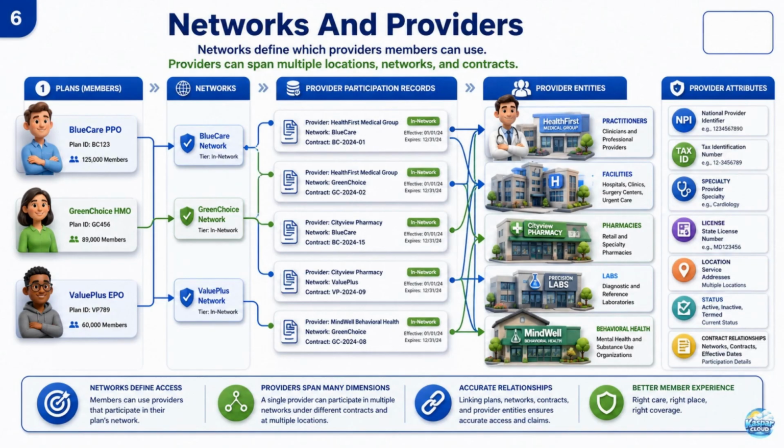Network data is another critical part of the payer model. A network defines which providers are available to members under a plan and under what conditions. The network table connects to provider network participation records. The provider domain should include individual practitioners, facilities, pharmacies, labs, behavioral health providers, and other service organizations. Provider records should include NPI, tax ID, specialty, license information, organization name, location, status, and contract relationships. A provider can practice at multiple locations, belong to multiple networks, and have different contract terms across products or markets.